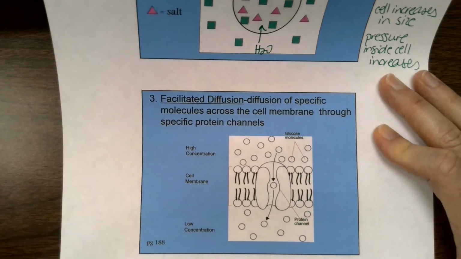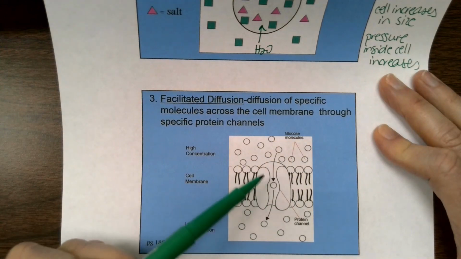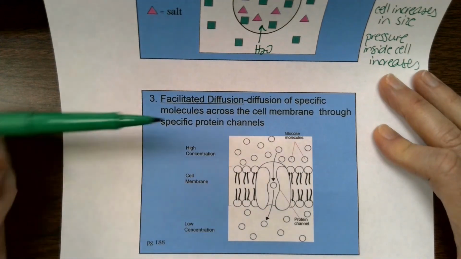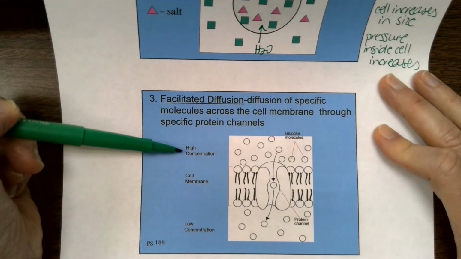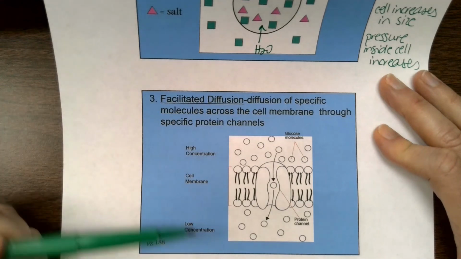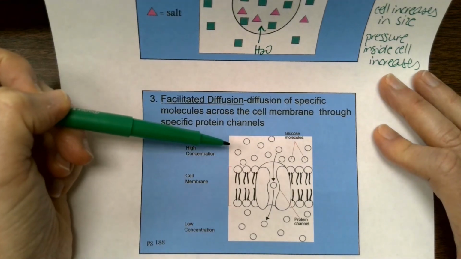Okay, so in this case, this specific protein channel is designed to move glucose. It's going to move glucose from high concentration to low concentration. So glucose is a huge molecule, right? But at times, glucose does need to cross the membrane of cells.